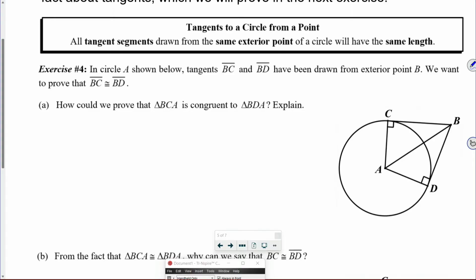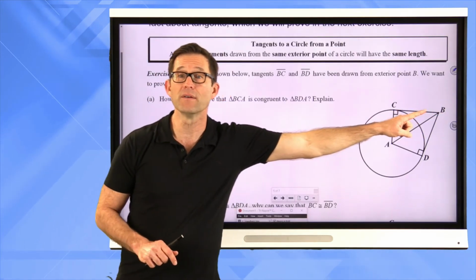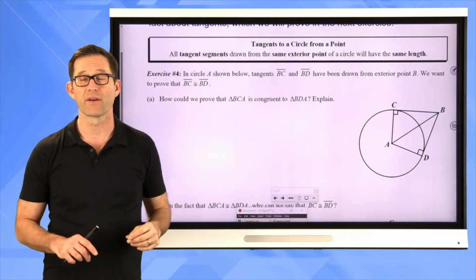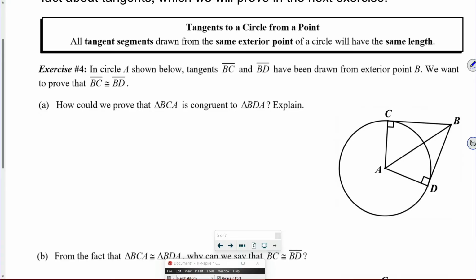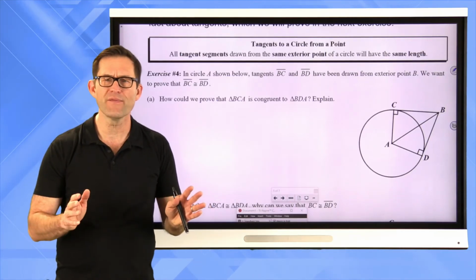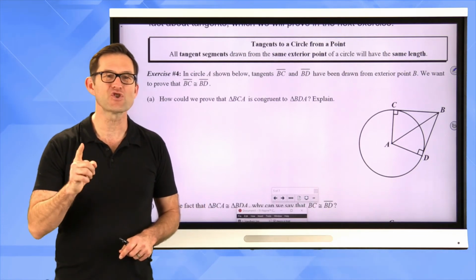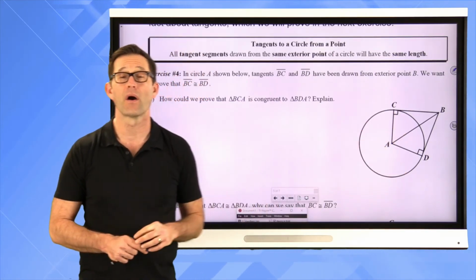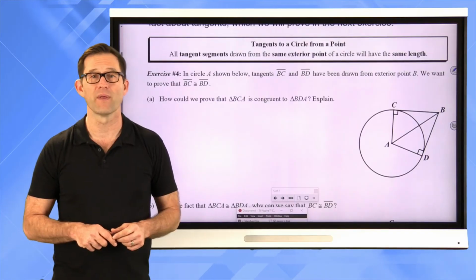In circle A shown below, tangents BC and BD have been drawn from exterior point B. We want to prove that BC and BD are congruent to each other. In other words, the length from this point to that tangency point and from that exterior point to that tangency point will be identical. So letter A, how could we prove that triangle BCA is congruent to triangle BDA? Explain. All right, so pause the video now and see if you can figure out which triangle congruence theorem you could use to prove that this triangle and this triangle are congruent to each other. Pause the video and take a moment to do that.